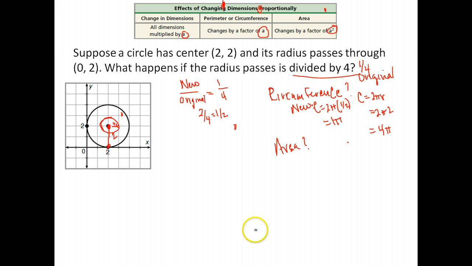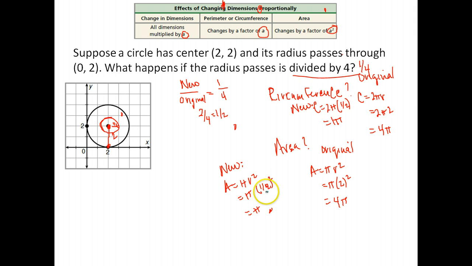So let's take a look at our area. What was our original area? Well, in the original, we do pi times radius squared. Our original circle had a radius of 2. So our area also was 4 pi originally. What about for the new figure? What's its area? Well, again, area is pi times the radius squared. And our radius, if we divide by 4, is just a half.